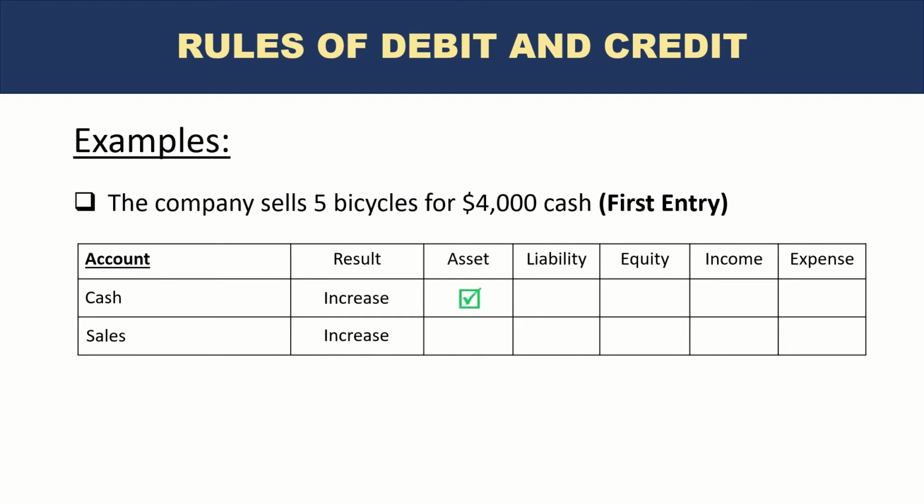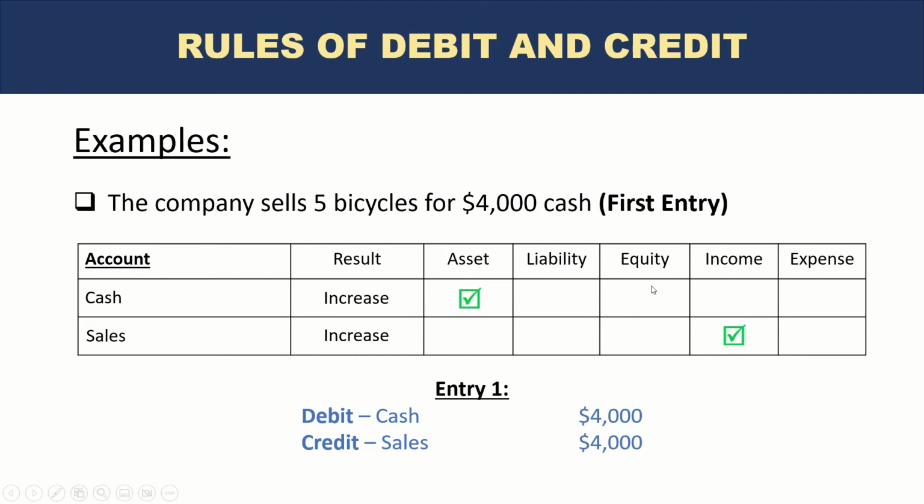So cash is an asset and sales is income. The accounting entry for this one will be debit cash $4,000, credit sales $4,000. Remember again the rules of debit and credit. When liability, equity, and income increase, there is a credit. When liability, equity, and income decrease, there is a debit. On the other hand, when asset and expense increase, there is a debit. And when asset and expense decrease, there is a credit. The rules of debit and credit always apply.